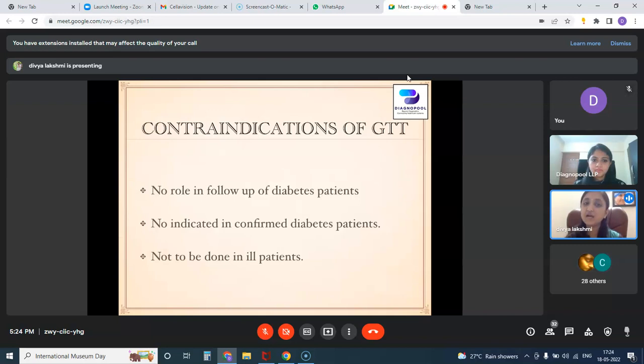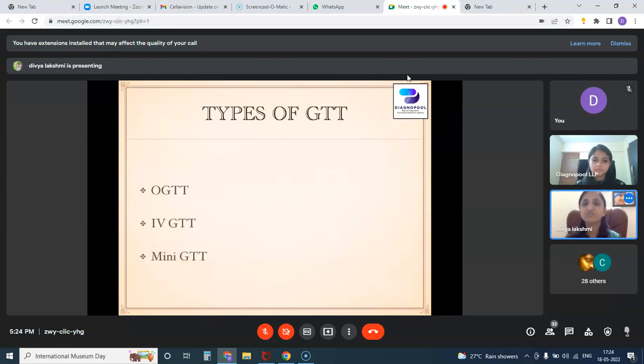So do not do it in a confirmed diabetic patient. Do not do it for follow-up, like in any patient who was taking treatment. If you are doing it for follow-up to see whether the blood sugars are normal or not, it is not recommended and not advised. And do not do it in any ill patients. So we all talk about GTT, but we should be aware there are different types of GTT and what the differences are. OGTT, that is oral glucose tolerance test.